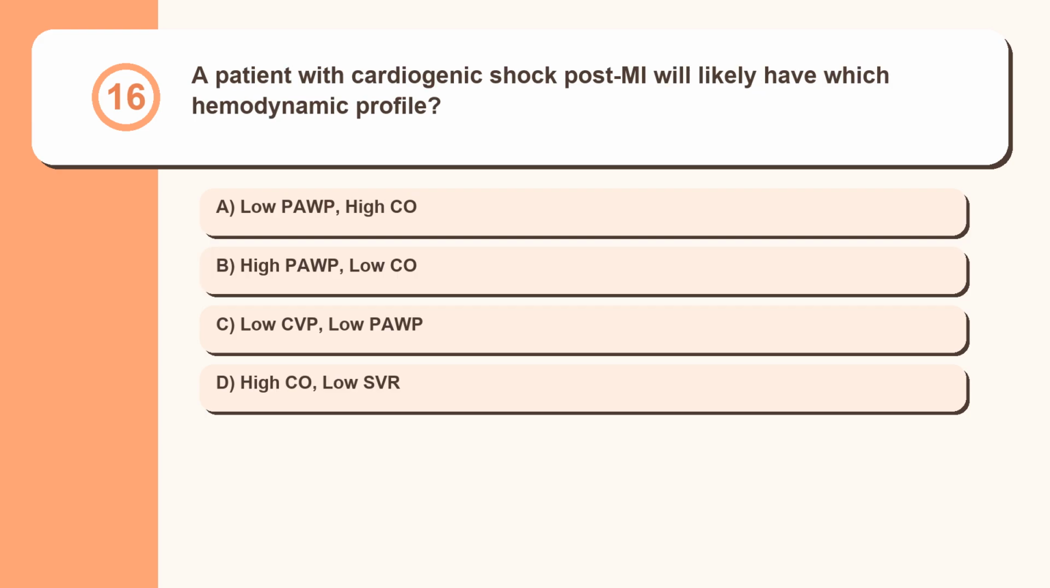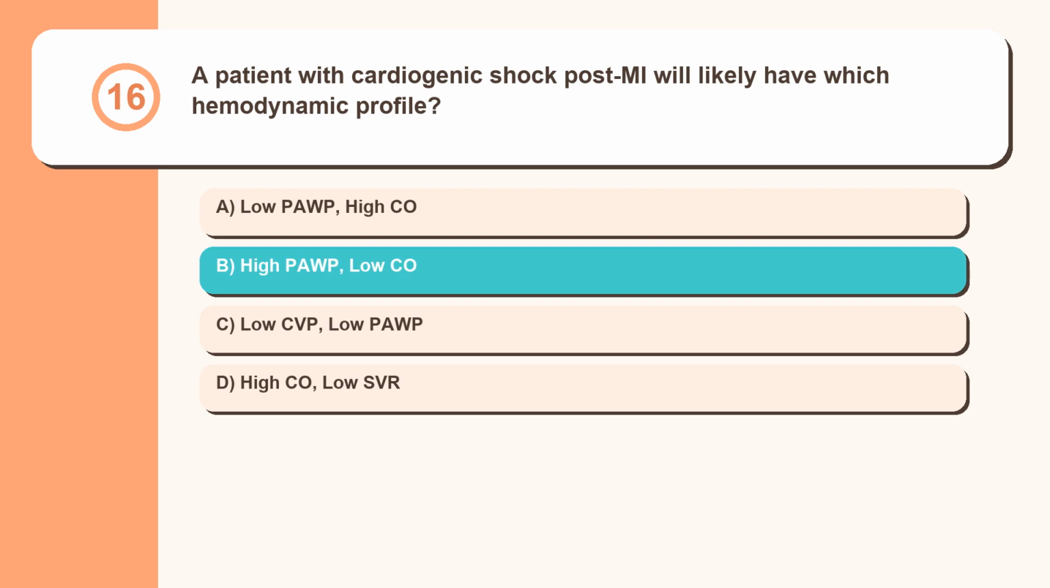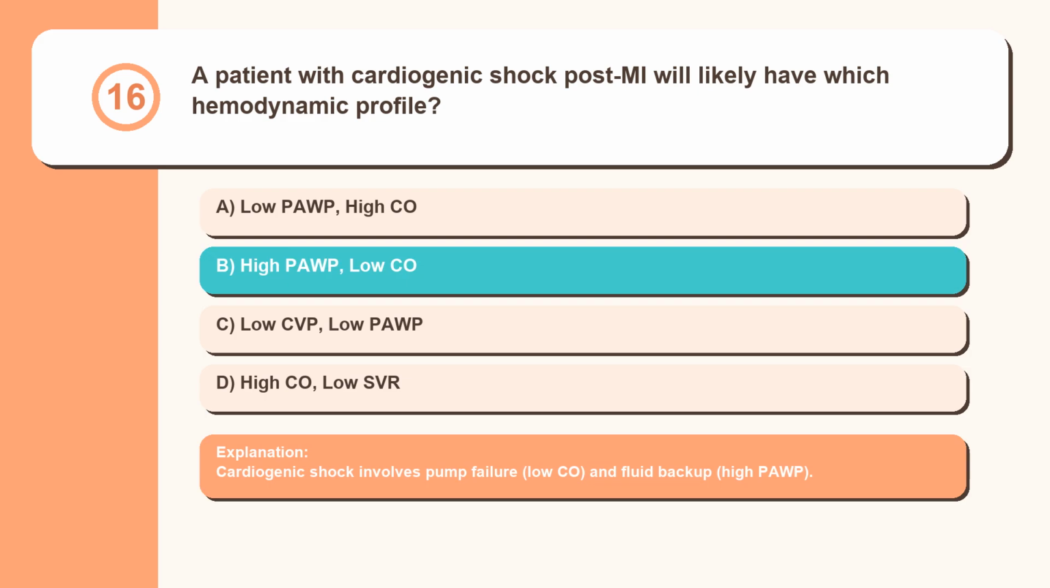Question 16. A patient with cardiogenic shock post-MI will likely have which hemodynamic profile? Low PAWP, high CO; high PAWP, low CO; low CVP, low PAWP; high CO, low SVR. Cardiogenic shock involves pump failure, low CO, and fluid backup, high PAWP.